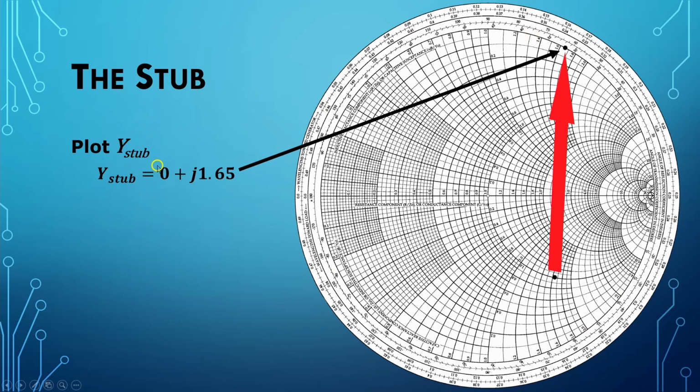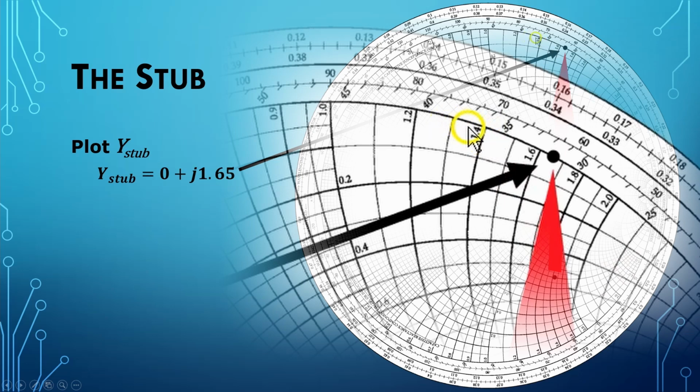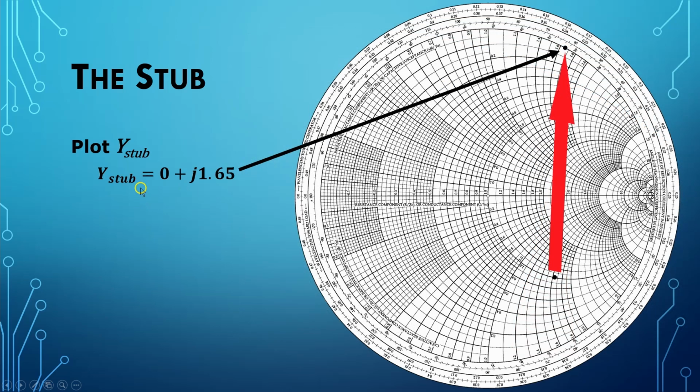And that's what we want, G equals 0 here. We notice that this is a plus, so our admittance that we're plotting here has got to be in the northern hemisphere, and now we have to find 1.65. So we go along the edge here, we see 1.4, 1.6, 1.8. This has got to be 1.7, and halfway in between gives us 1.65. So now we have plotted our stub admittance.